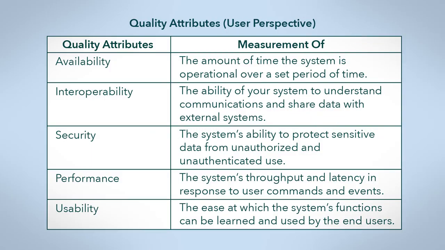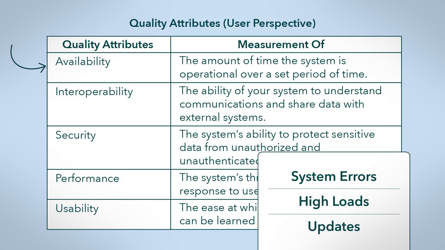An important quality of a system is its availability, which is the amount of time the system is operational over a set period of time. The reason a system's availability is measured by its uptime is because you want to know how well it is capable of recovering from issues such as system errors, high loads, or updates. Your system should be able to recognize and try to prevent these issues from causing downtime.